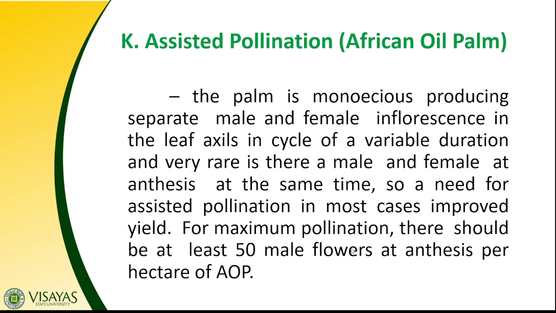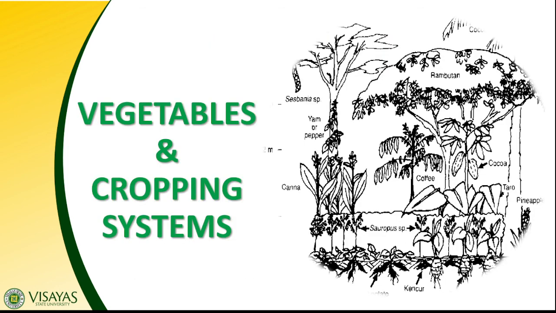For maximum pollination, there should be at least 50 male flowers at anthesis per hectare of African oil palm. And that's all about the production practices of both the ornamentals and plantation crops.